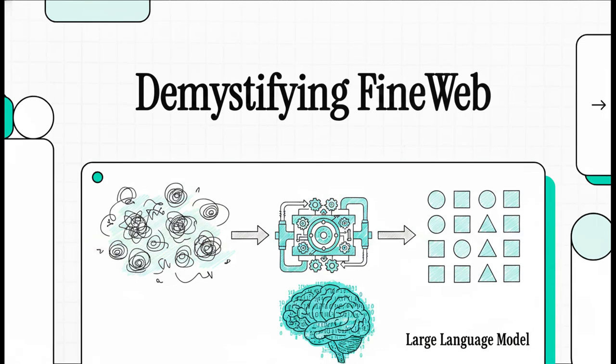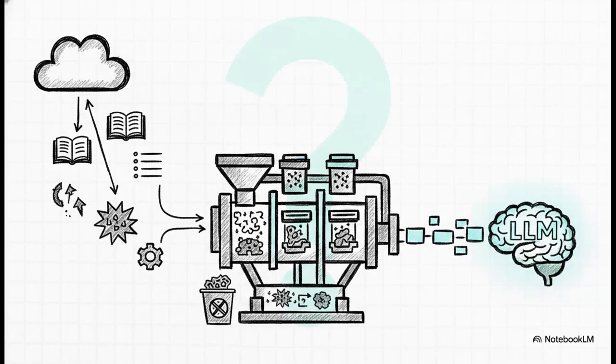I am absolutely thrilled to guide you through today's topic, because we are looking at the invisible engine that literally powers modern artificial intelligence. Have you ever actually wondered how the raw, chaotic, completely messy internet gets transformed into the pure, structured data that large language models actually learn from? Well, today, we're going to demystify that exact journey. Okay, let's dive into this.